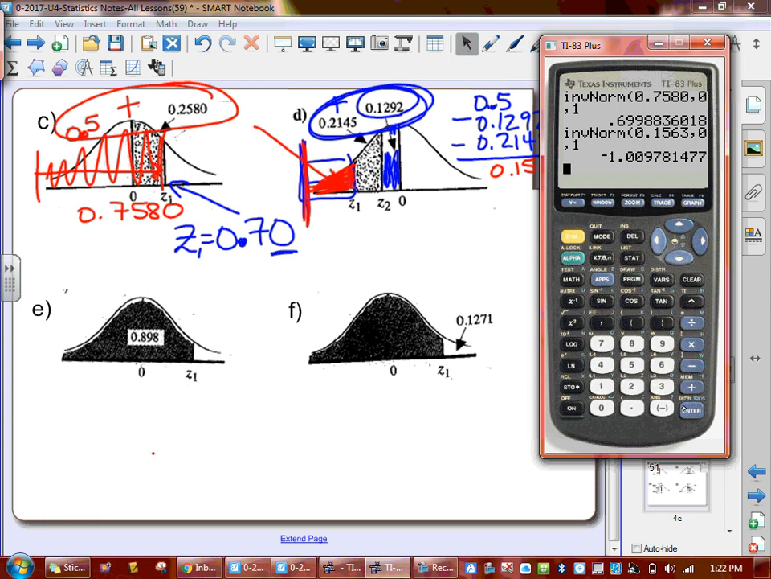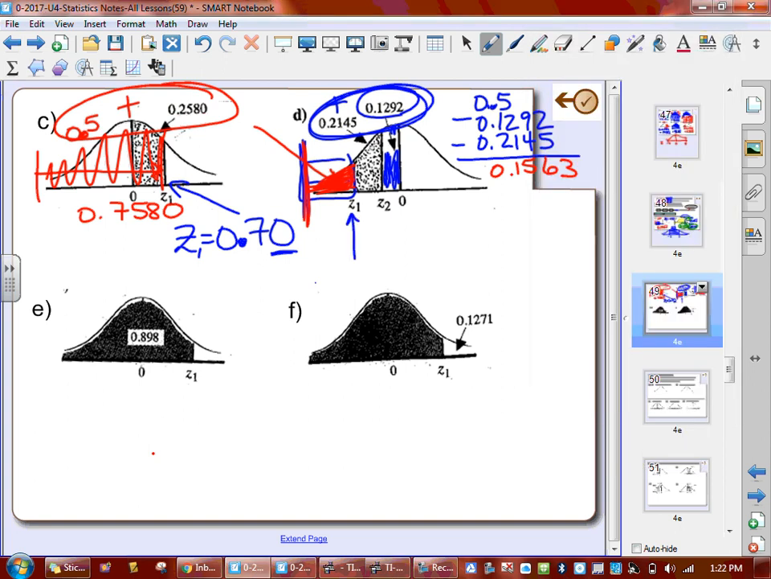Now we need the second z-score. How am I going to find the second z-score? Let me just erase some of this drawing up here so you can see what I'm doing next. How am I going to find the second z-score? Any ideas?